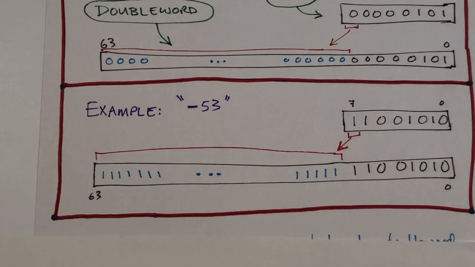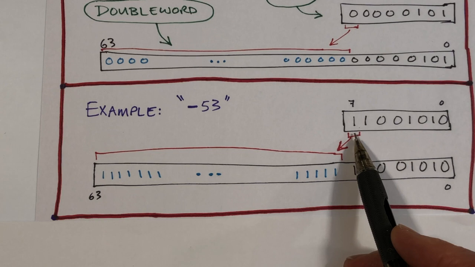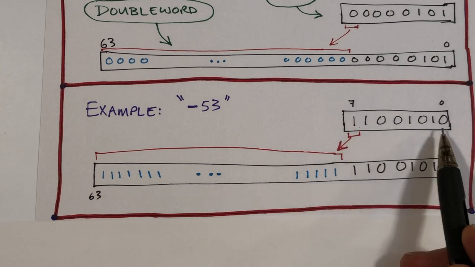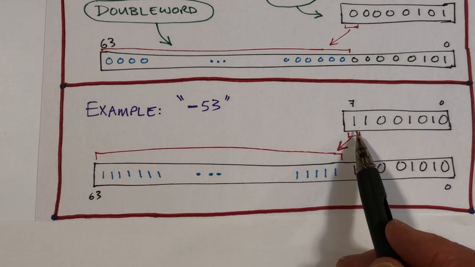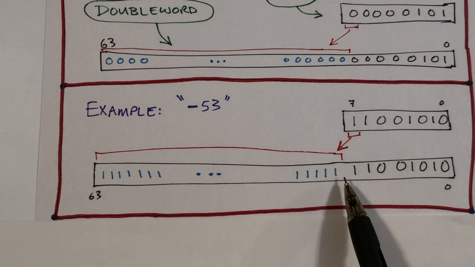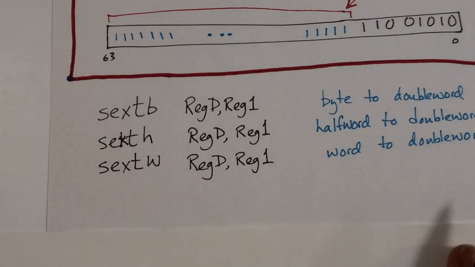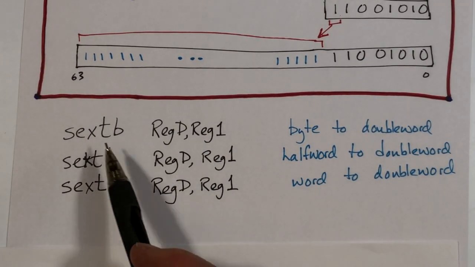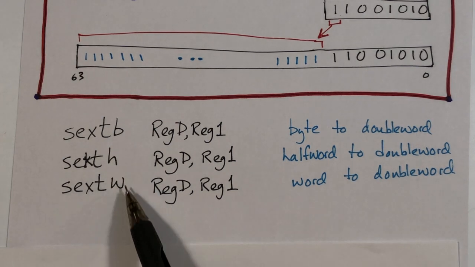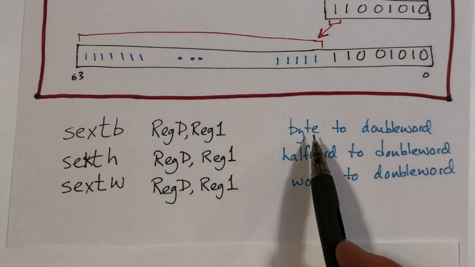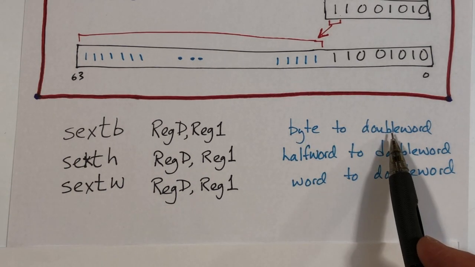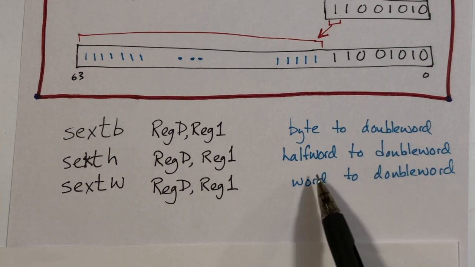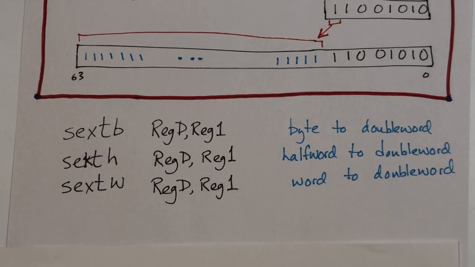With a negative number, the most significant bit will be 1. And here we are sign extending a negative 53, that's how this is represented, into a 64-bit double word by copying the sign bit into the upper bits. So we have instructions that do this. We have sign extend byte, half word, and word, and basically they just do exactly this. The first one sign extends a byte into a double word, and then a half word into a double word, and a word into a double word.